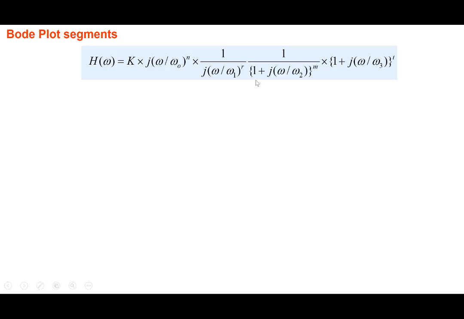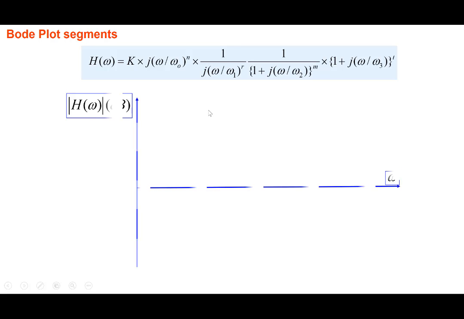All right, so let's take a transfer function with a variety of segments. There's a k, there's a j omega by omega naught to the n, j omega by omega 1 to the r, plus 1 plus j omega by omega 2 to the m, plus 1 plus j omega by omega 3 to the t here. So various terms are there. And so in general, what would you do? Well, you'll take each individual term. If you take k, then it will be 20 log k. Right, so a term like this in dBs will be 20 log k.